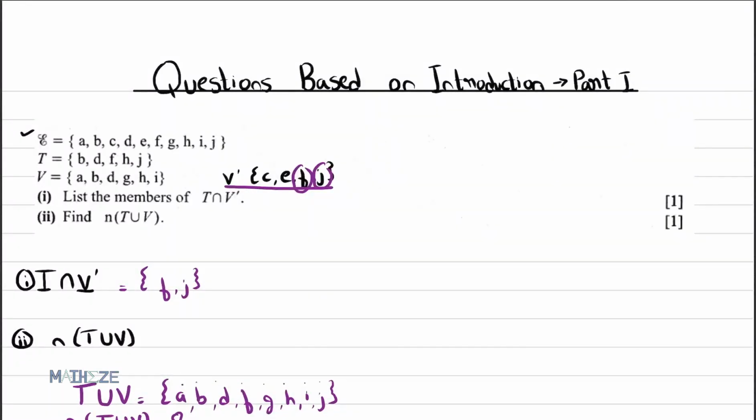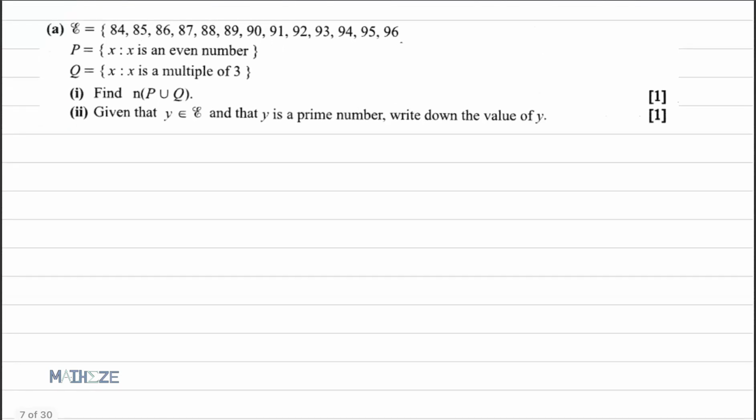Now let's move to question number 2. You are given a universal set and you are told that set P is even numbers. So what even numbers are present in the universal set? 84, 86, 88, 90, 92, 94, and 96. Got till this point? Then comes multiples of 3. So what are the multiples of 3 present in the universal set? It's going to be 84, 87, 90, 93, and 96.